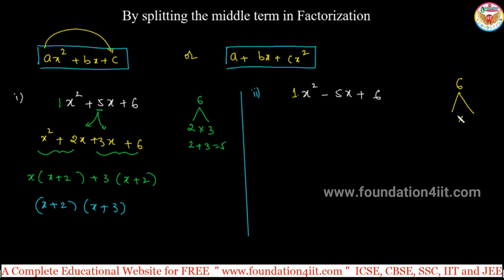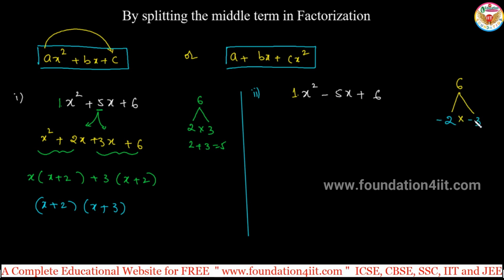So 6 into 1, if you take 6. But 6 plus 1 or 6 minus 1 is not minus 5. So you should not take it. Then 2 into 3 is 6. But we need minus 5. So 2 plus 3 is not minus 5.